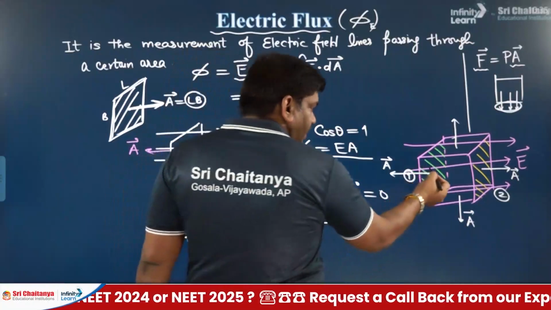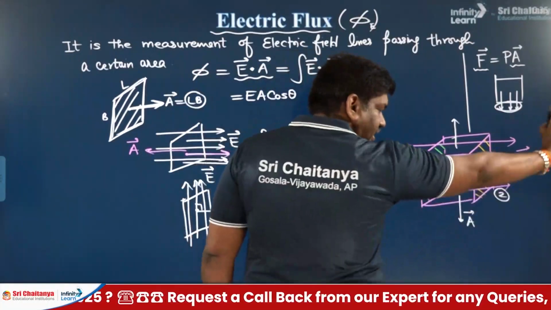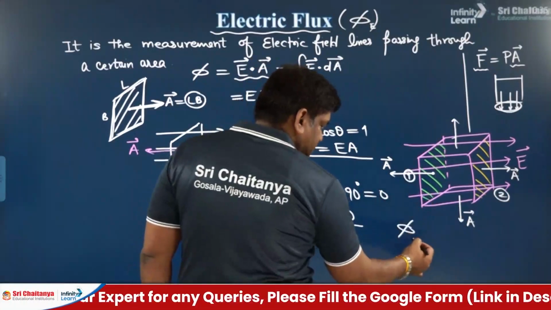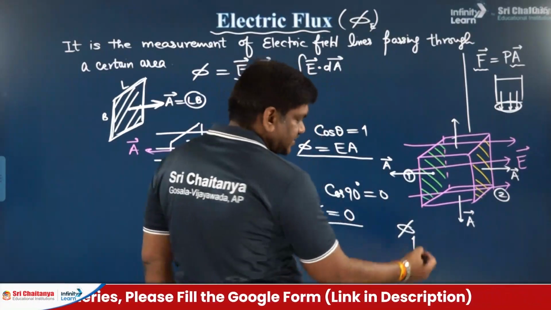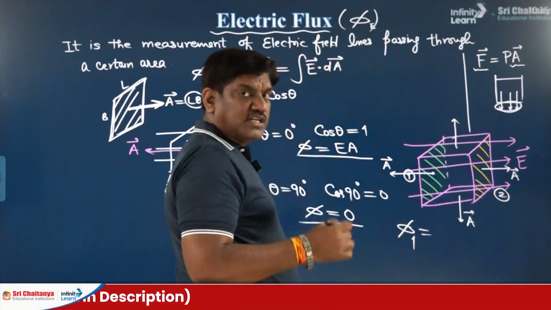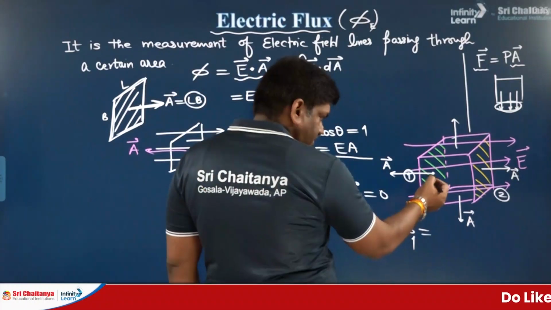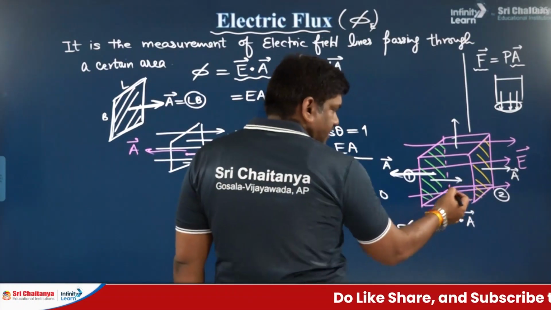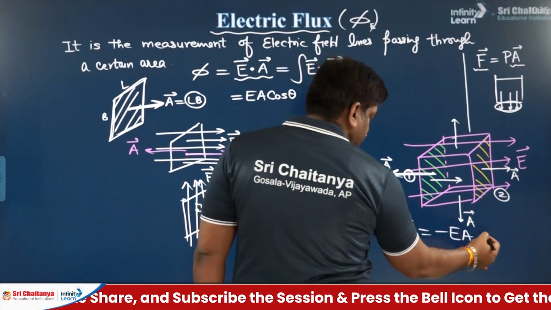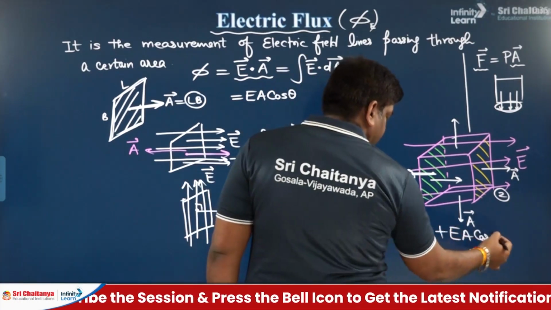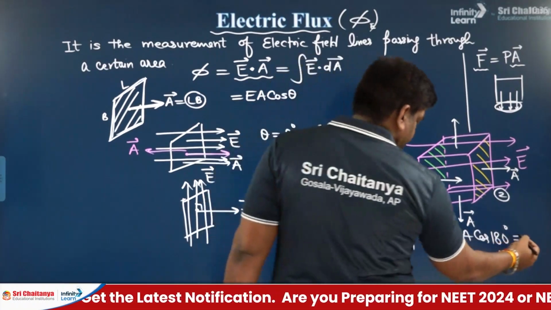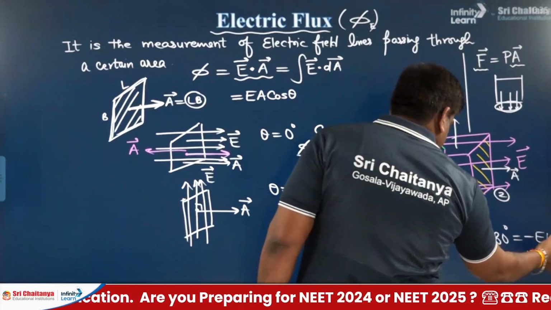So in this case, let us say E is directed from left to right. For face 1, if I ask what the flux is, you will say, sir, E and A will be opposite, meaning theta is 180 degrees. This is my A, this is E. What is the angle between them? 180. So EA cos theta gives cos 180 = -1, so it will be minus E into A.